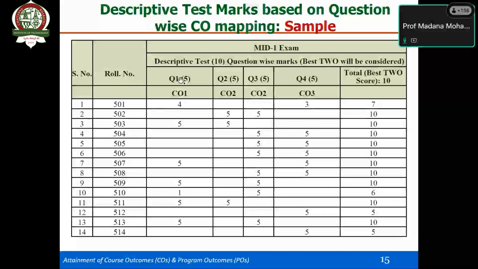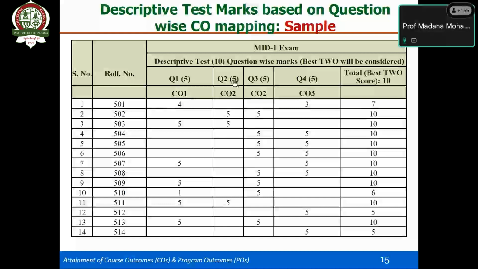Question number 1 is mapped with CO1, question number 2 is mapped with CO2, question number 3 also, and question number 4 is mapped with CO2. That depends on the unit wise COs, whatever topics you are giving for class test 1 or class test 2.